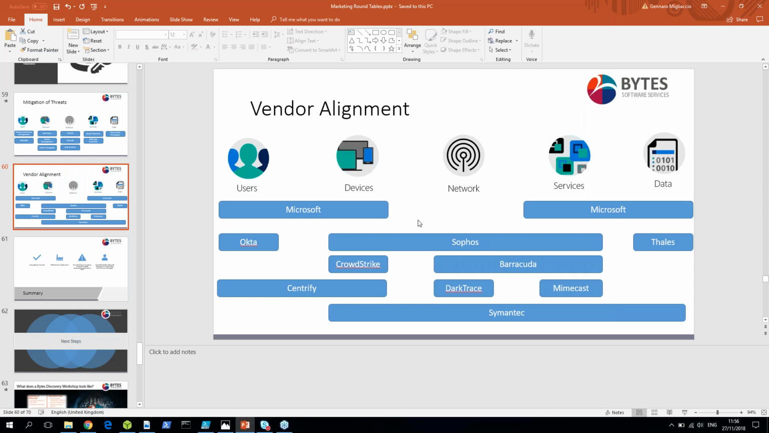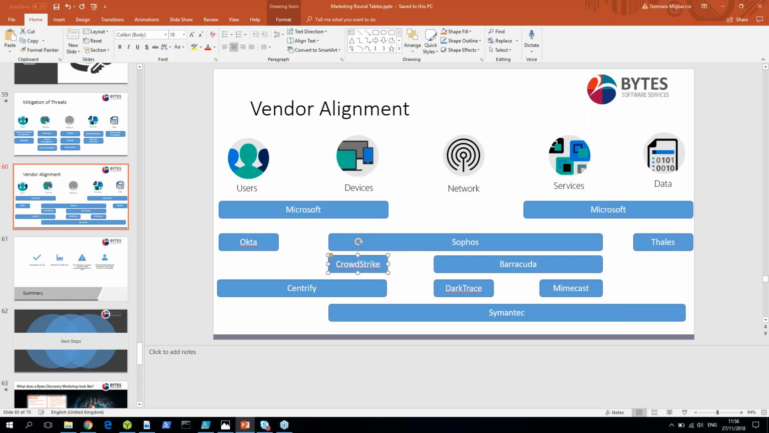But as you can see, there are multiple different vendors that play in the field. Some cover more areas than others, like Sophos and Symantec. They have really good coverage. But likewise, you've got your Oktas, which focus solely on user identity and reducing that complexity. And you also have things like CrowdStrike, which focus on just endpoint devices. They do it really well, but that's all they focus on.